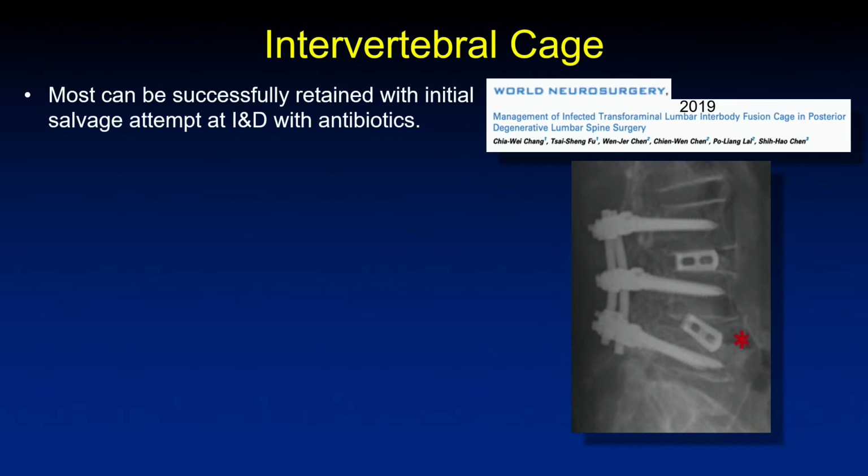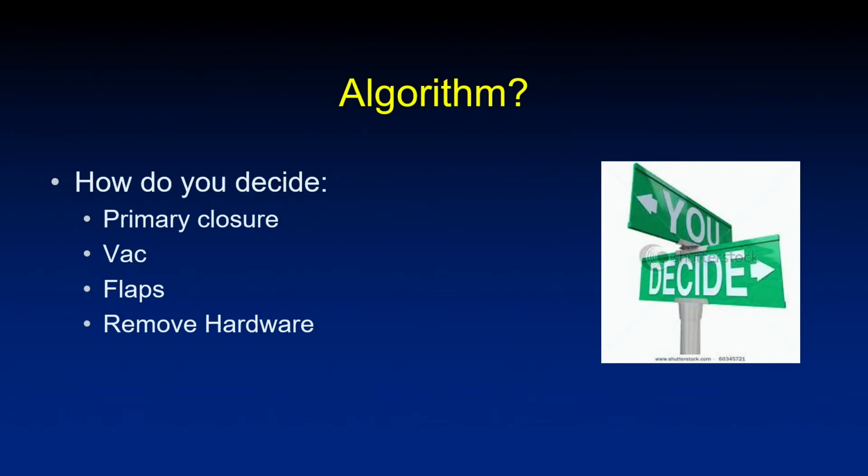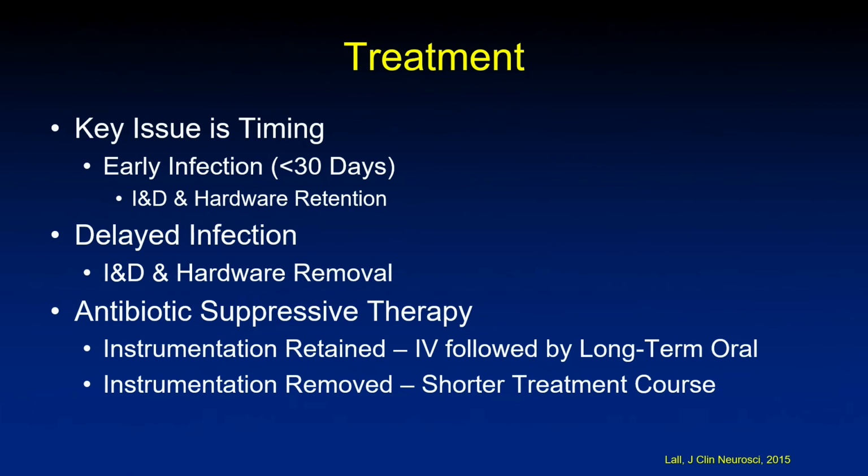I've tried to pull cages out, and they're very difficult if you place them from posteriorly, and it's even worse if you place them anteriorly. But usually it's not a problem. Algorithms, it's interesting. Early versus late, how many washouts you do.